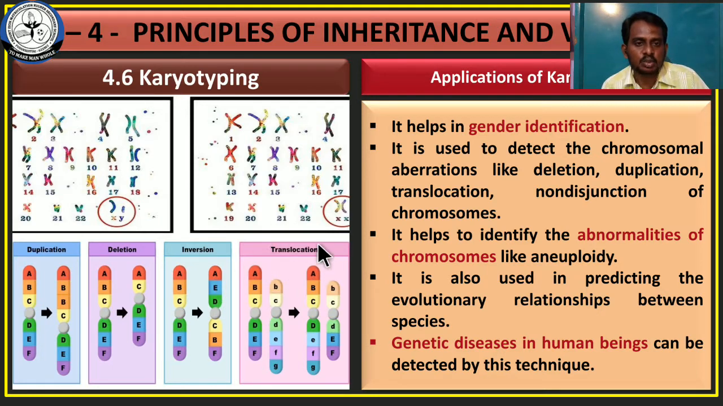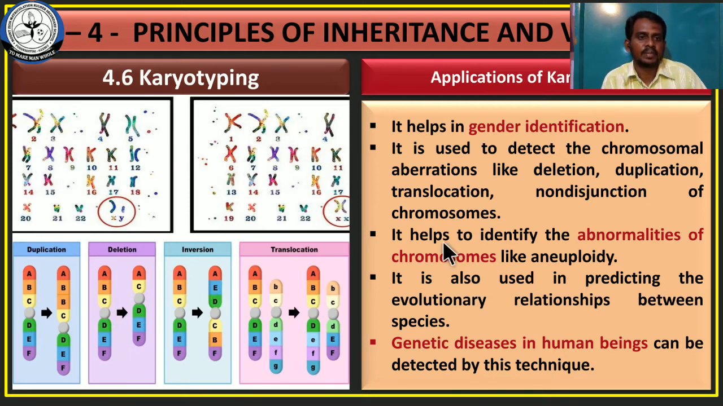Last one is translocation. What is translocation? A B C D E F, a portion of a chromosome attached to the end of another chromosome. If one portion of a chromosome goes and attaches to the end of another chromosome, what should we call it? Translocation. Okay, these are some chromosomal abnormalities given in the picture. And this diagram is also not given in the textbook. Kindly draw this diagram if you want.